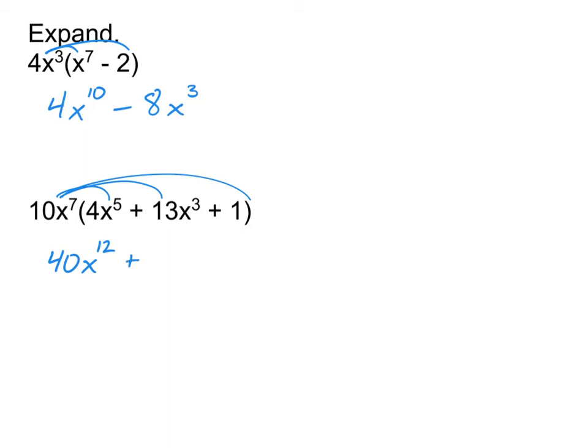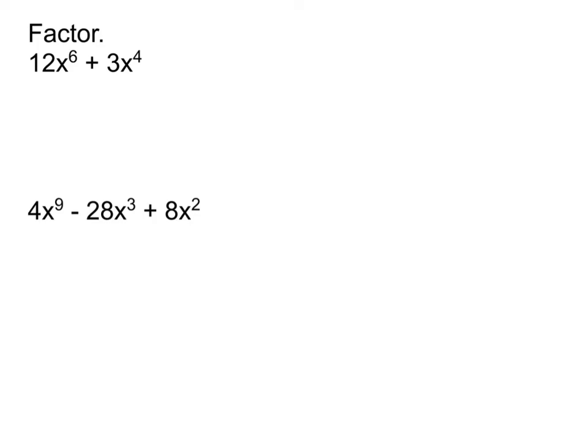So then it's going to be plus 130x to the 10th, and then plus 10x to the 7th. And do notice that if I wanted to have this 10x to the 7th hanging out there on the end, there had to be a 1 inside the parentheses for me to multiply to. That's going to be an important piece because a lot of people miss that little detail and it throws them off later. Let's go ahead and now factor with those.